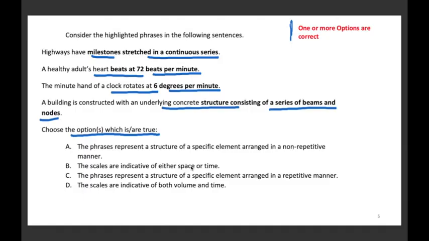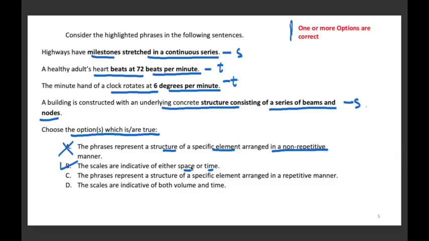Let's look at the option 1. Option A, the phrase represents a structure of specific element arranged in non-repetitive manner. It's wrong. It is actually repetitive. B, even the last statement, it talks about repetition of beams and nodes. It's talking about structure, but then it consists of beams and nodes that are repeated to make the structure. Henceforth, it is repetitive. Next, the scales are indicative of either space or time. Here it is repetitive of space, here it is repetitive of time, and here it is repetitive of space. So yes, they are indicative of space or time.